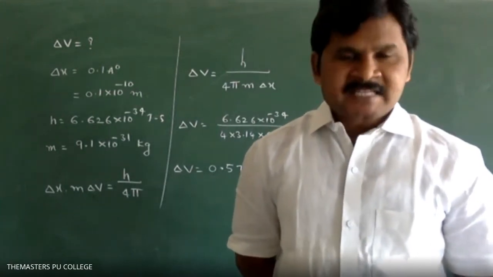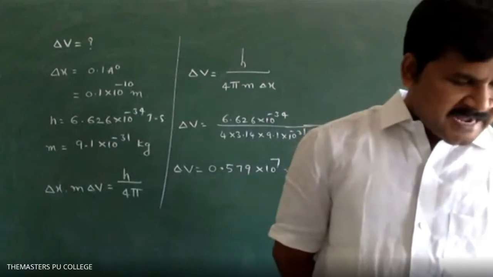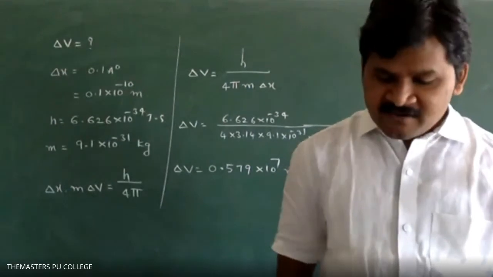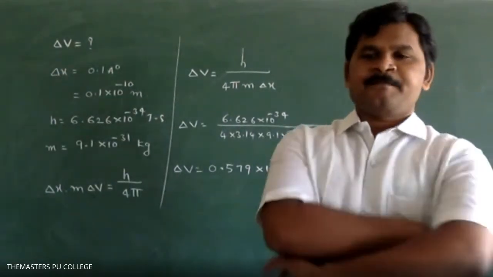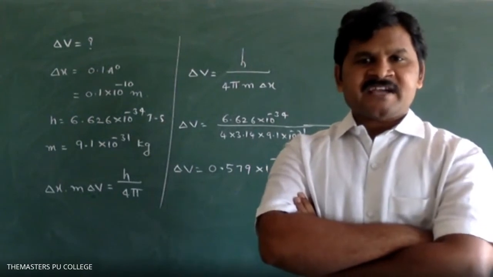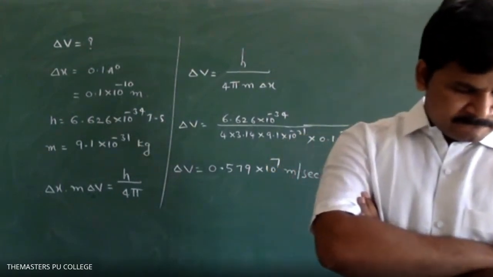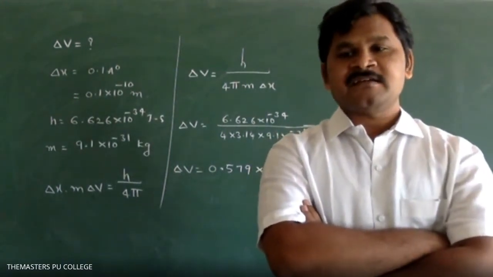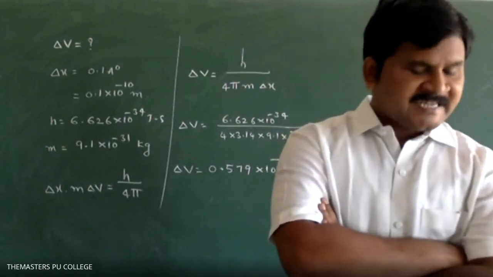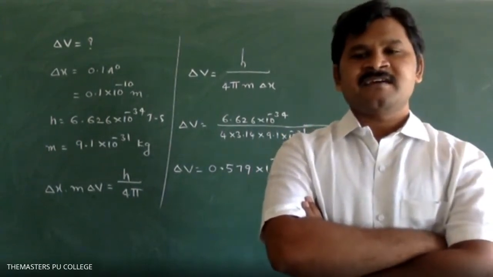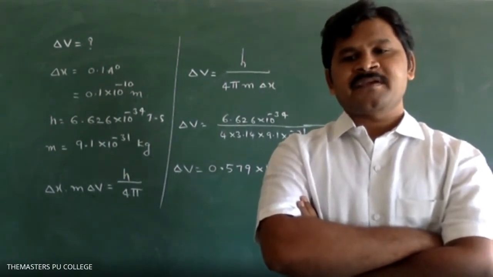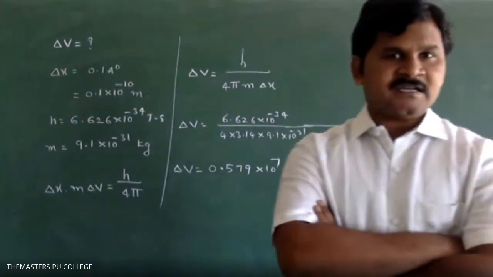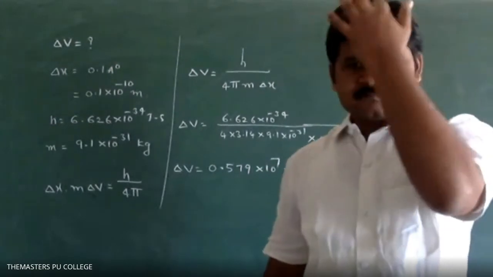If the speed can be measured within accuracy of 2%, calculate the uncertainty in the position. Calculate the uncertainty in the position. Question.